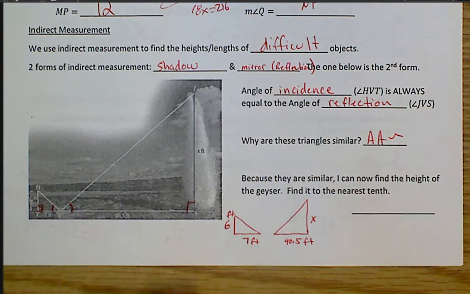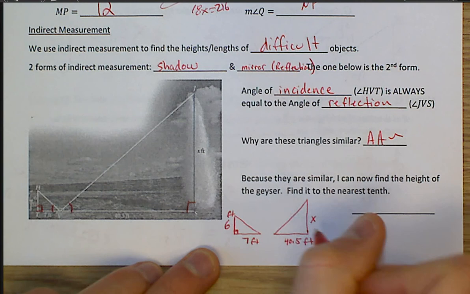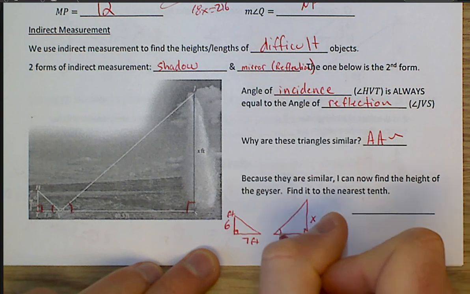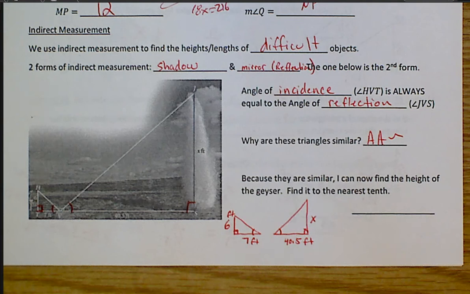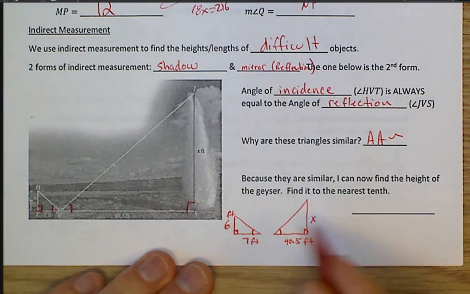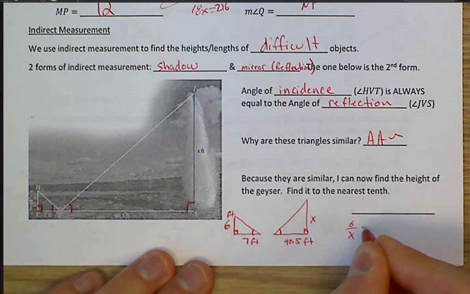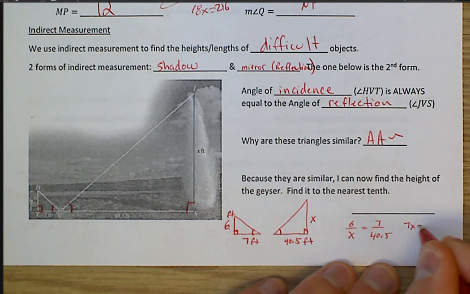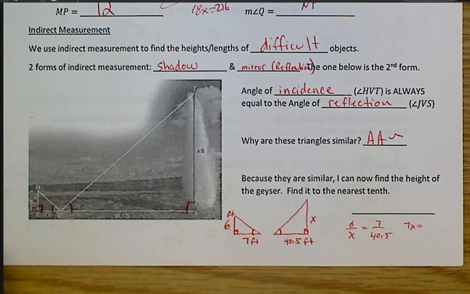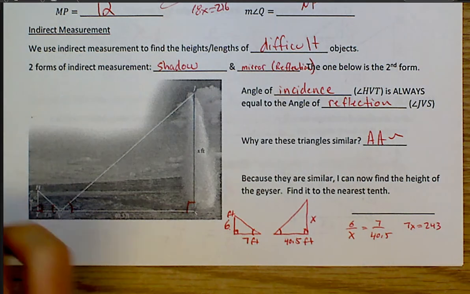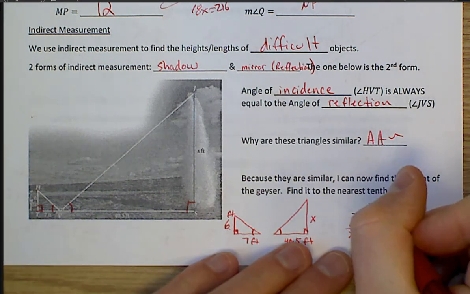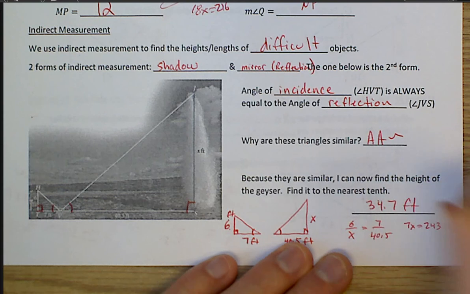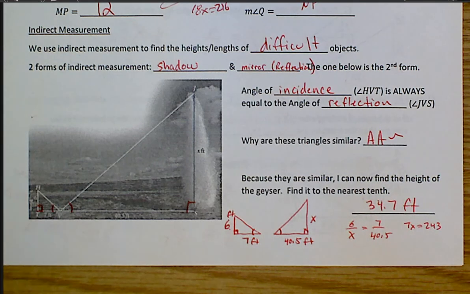So we know that this was 90 degrees. We know that this was 90 degrees. We know the angle of incidence is the same as the angle of reflection. And so we just set up the proportions. 6 over X equals 7 over 40.5. Small over big, so we cross multiply, so 7x equals whatever 6 times 40.5 is, and you get 243, so you divide that by 7, and you get 34.7 feet, okay? And that's the top of the geyser.